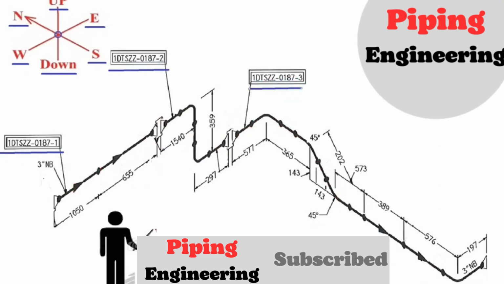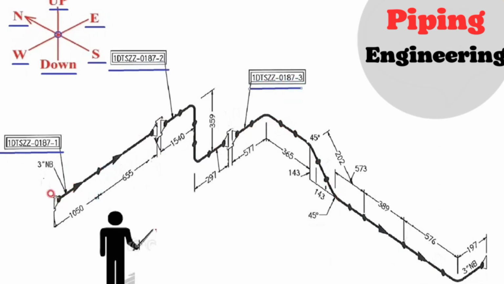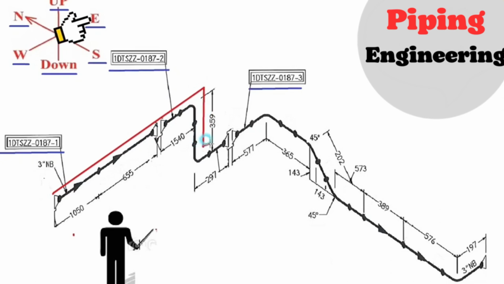We will start reading the pipe isometric from this point because the direction of the arrow on the pipe drawing is in this direction. The pipe starts from this point and travels to the east direction. Then the pipe travels down. Then the pipe travels to the east again. After this point, the pipe travels to the south.